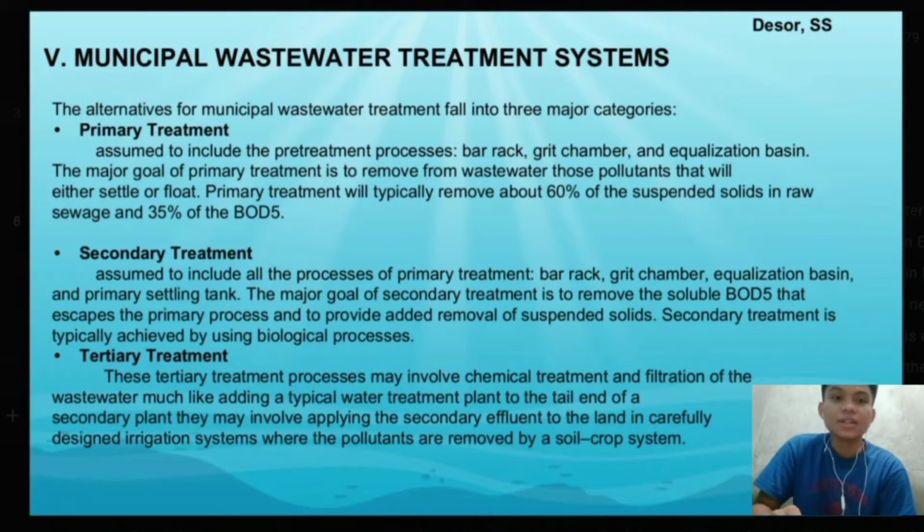I'm Shakail Matthew Esesor, the second reporter, and our topic is all about Chapter 11, wastewater treatment. First is the municipal wastewater treatment system. The municipal wastewater treatment system has three major categories.